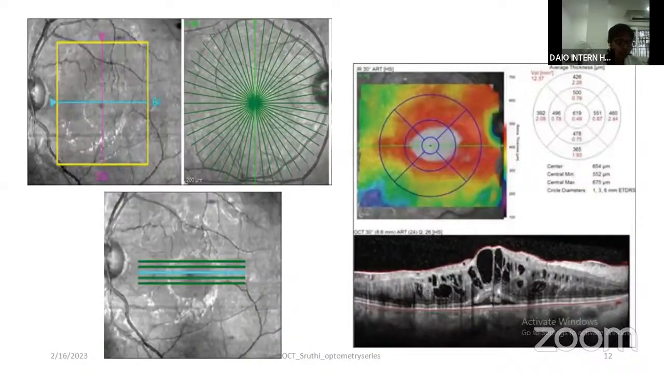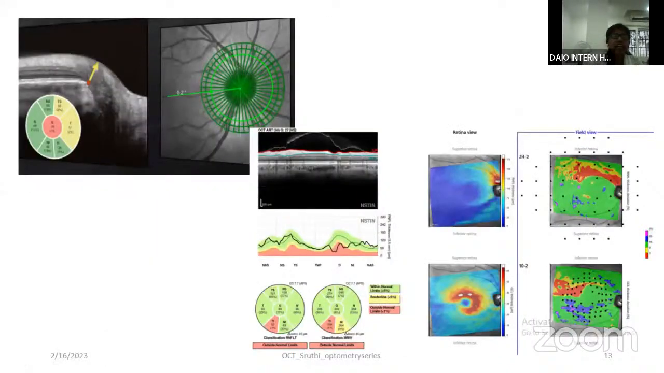The first image shows the scan of a macula using a cube, the second one shows a radial scan, and the third one is an asterisk scan. On the right side, you can see a thickness map with quantitative analysis. And in the next one, the scanning of the optic disc is given.